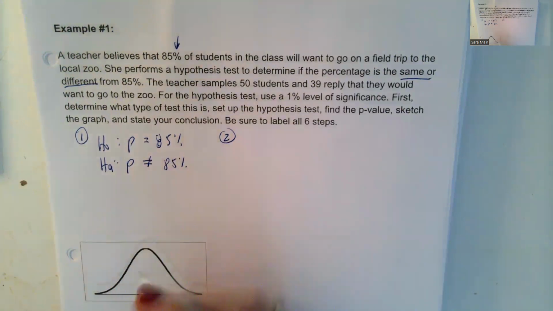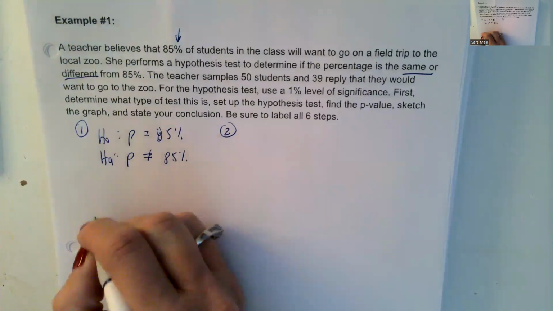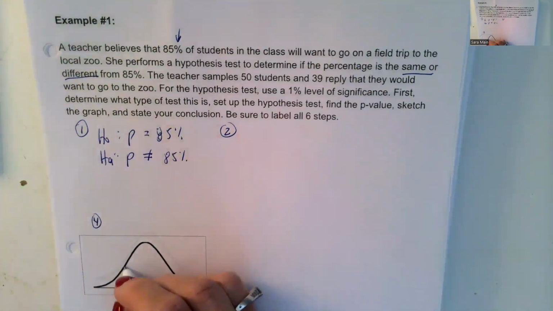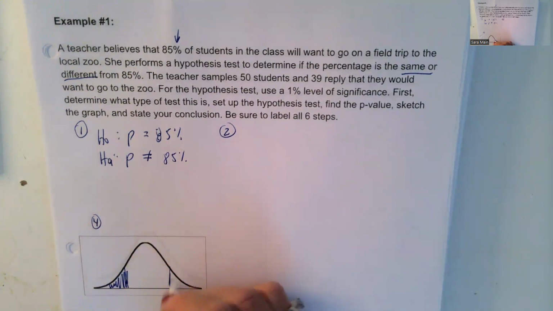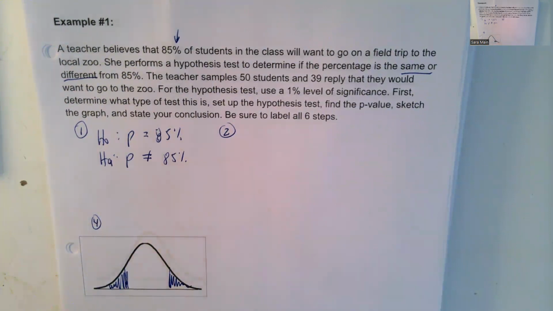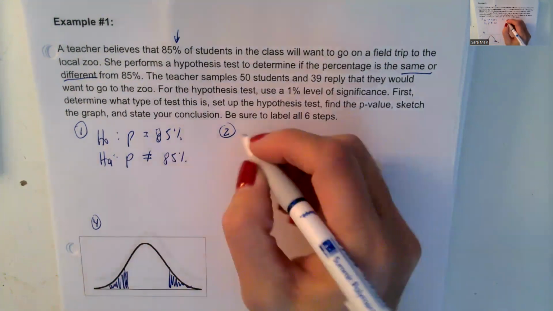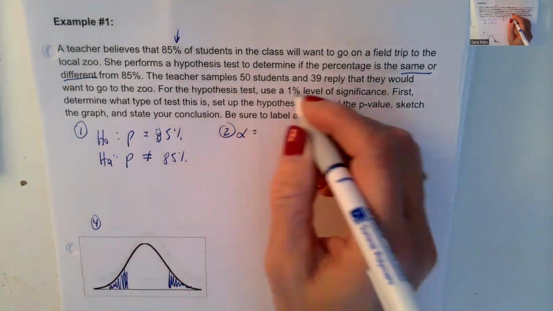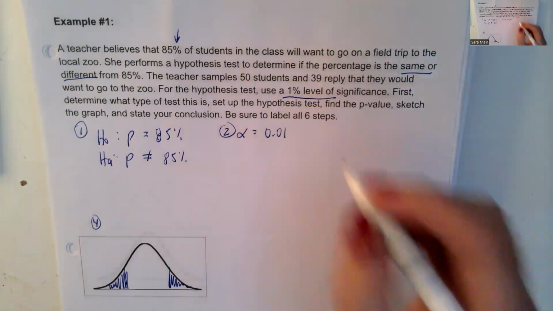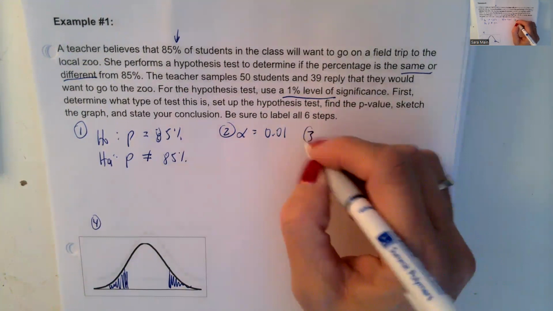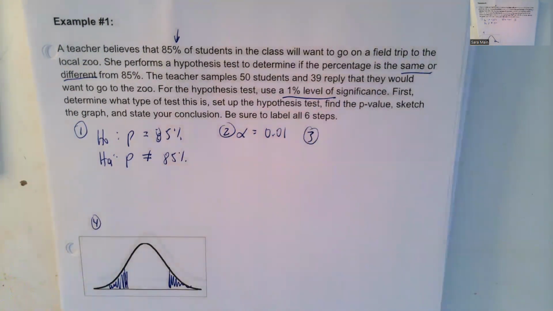So that's a two-tailed. So when we look at our graph in step 4, we're actually going to have 2 shaded areas. Okay. So make sure you shade the 2 spaces. So our step 2 is our alpha. This time they want us to use a 0.01 level of significance.